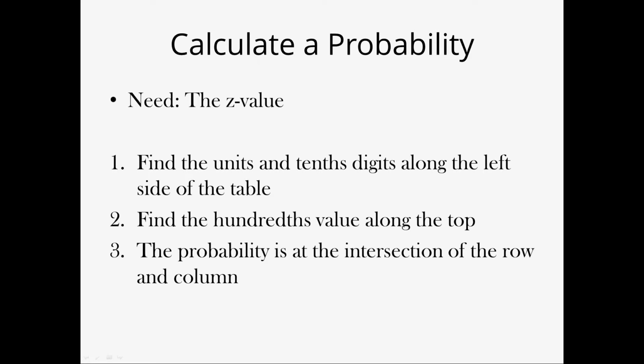You'll need the z-value, and once you've got that z-value, there's a three-step process. First, find the units and the tenths digit along the left side of the table. Second, find the hundredths value along the top of the table. And third, the probability is going to be at the intersection of that row and that column. Let's see what that looks like.